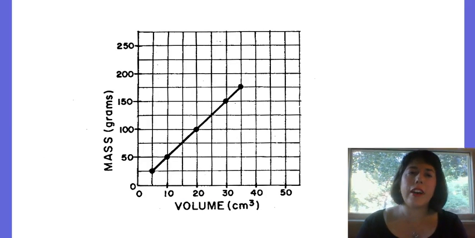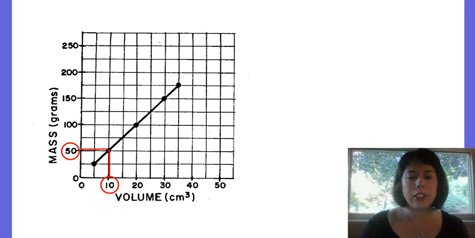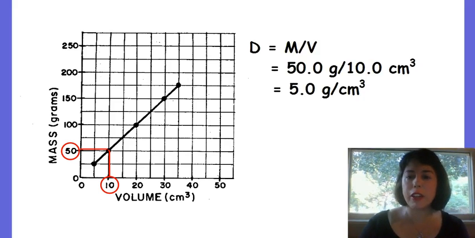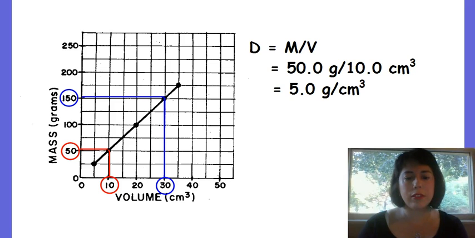Let's take a look at this graph. This is not aluminum, but instead this is pyrite. All right? And I've taken 5 samples of different sizes of pyrite, and they've been plotted on this graph. So let's say we looked at a smaller sample of pyrite. It had a mass of 50 grams and a volume of 10 cubic centimeters. I solve out its density, and I find that it's 5 grams per cubic centimeter.